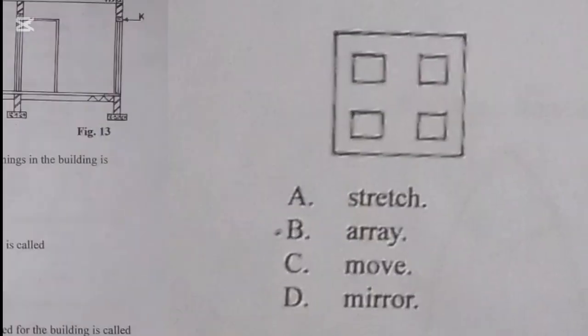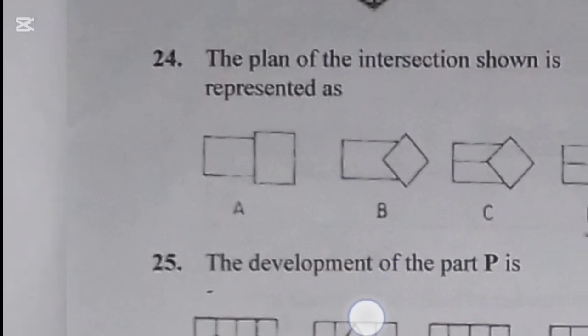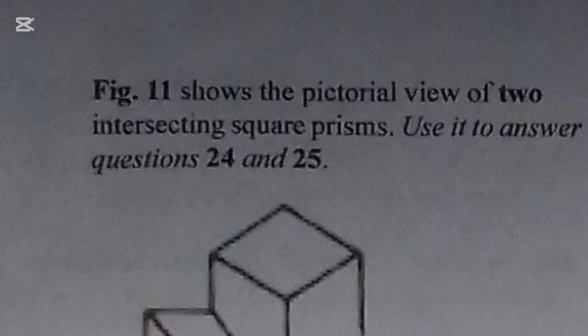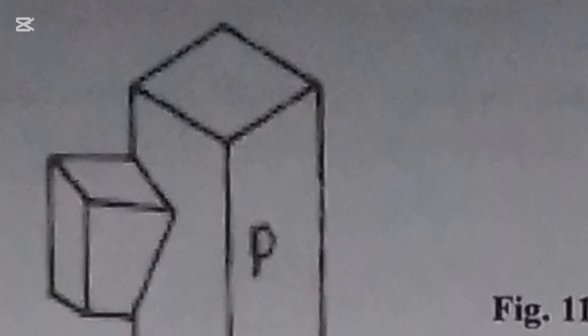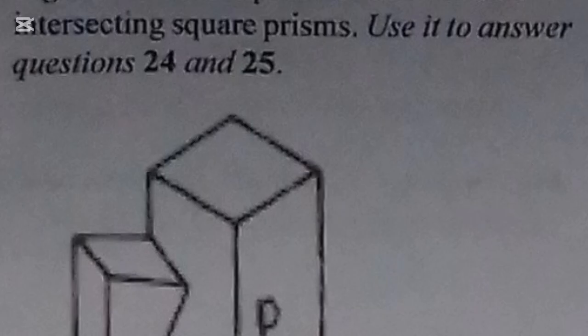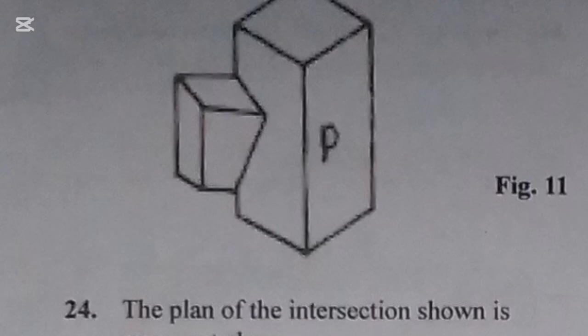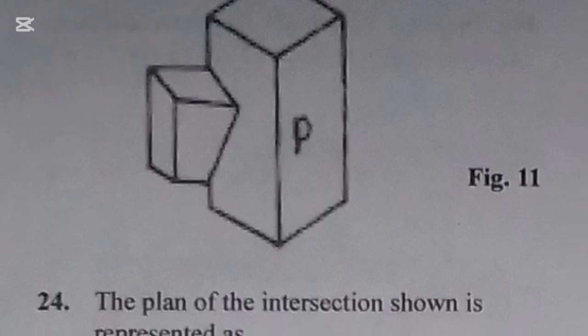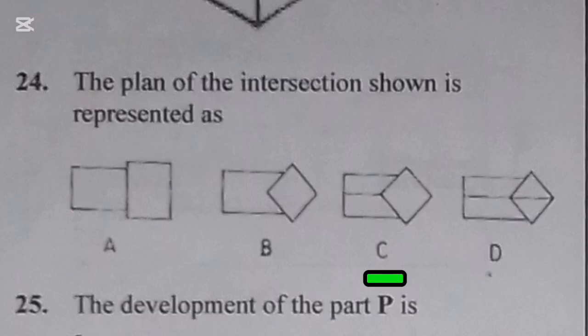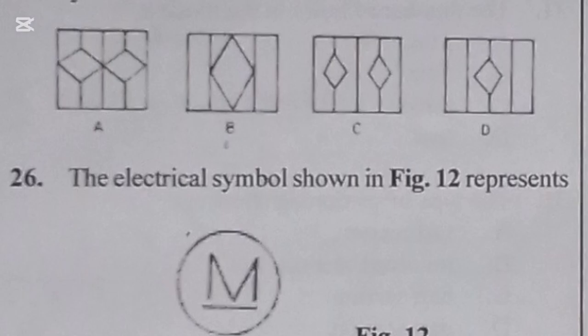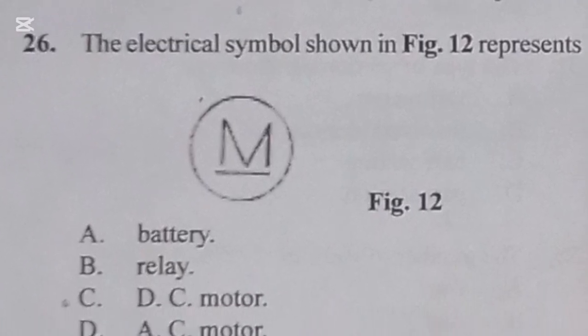Now let's move straight away to question number 24. We are told here that figure 11 shows the pictorial views of two intersecting square prisms. Use it to answer questions 24 and 25. This is the pictorial view, the prisms intersecting at that point. Now the plan of the intersection shown is question 24. This is C. C is the correct answer here. Question 25. The development of part P is D.